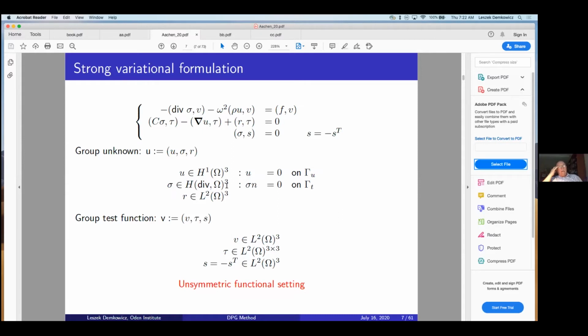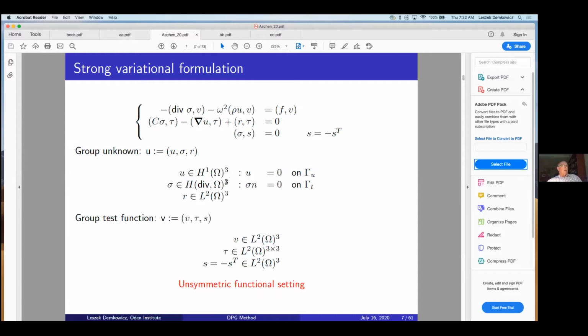Notice that by enforcing the symmetry of the stress tensor explicitly, we have eliminated the condition that sigma has to be symmetric. There is a possibility of looking for sigma in H(div, sym) space that requires not only that the divergence is L2, but also that the stress is symmetric. Now, we do it for a reason. It is much more difficult to discretize H(div, sym) space than just H(div) space. So I do it for a reason.